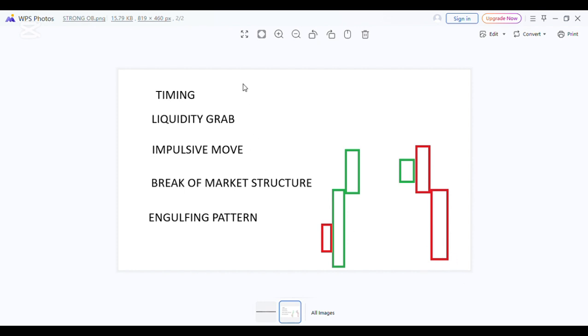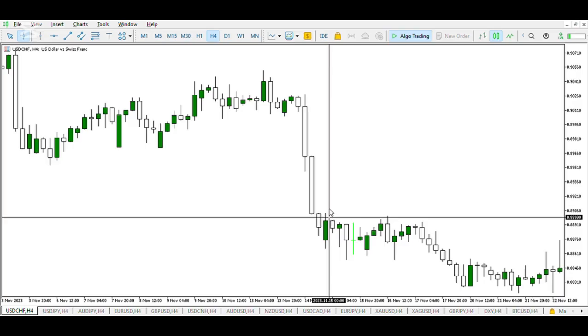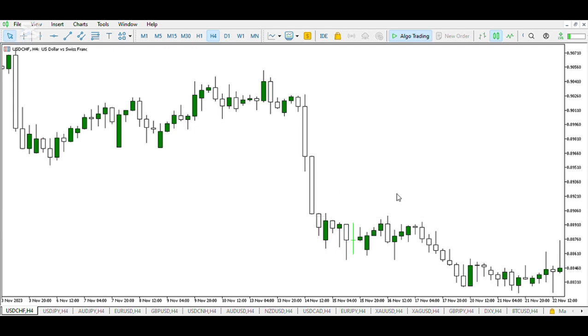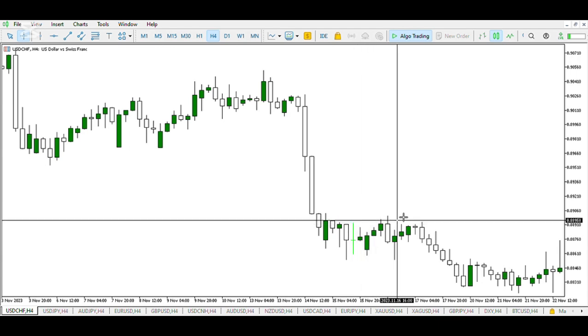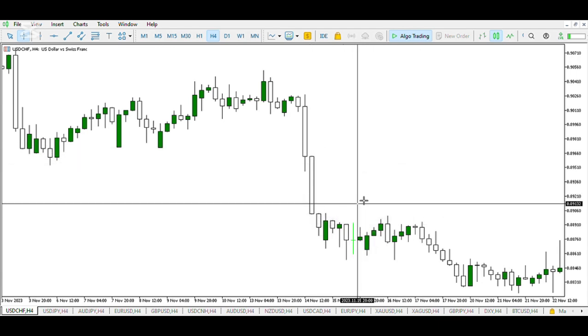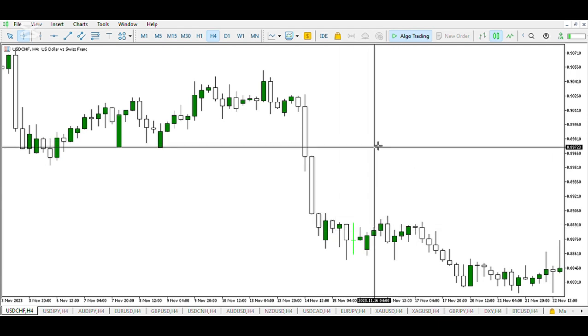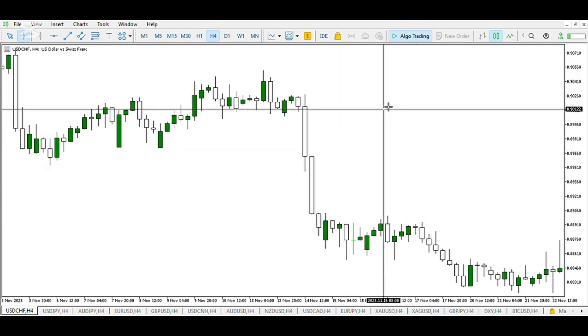So these are the 5 rules that categorize a strong order block. Now let us get to the chart to learn more and see more examples. Welcome to the chart. Just as Socrates said, I cannot teach anybody anything, I can only make them think. I can only teach them how to think. So also, I cannot teach you how to trade, but I can make you think like a professional trader.